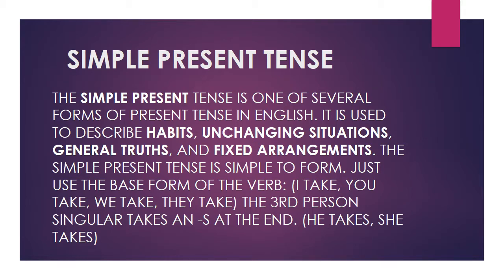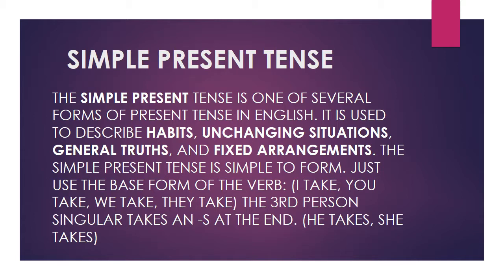Let's look at the simple present tense. The simple present tense is one of several forms of present tenses in English. It's used to describe habits, unchanging situations, general truths, and fixed arrangements. The simple present tense is simple to form. Just use the base form of the verb.